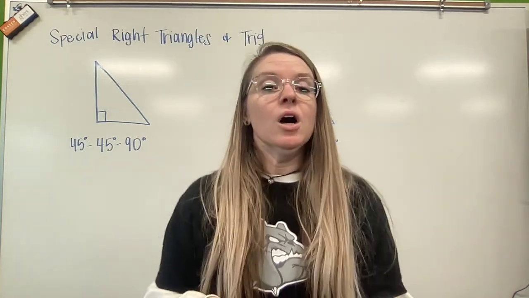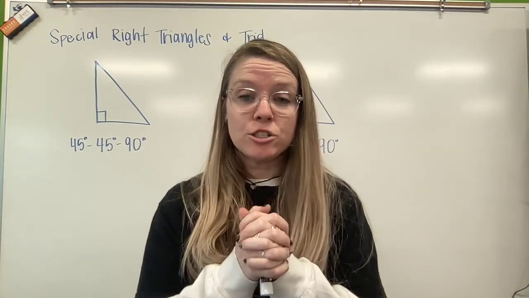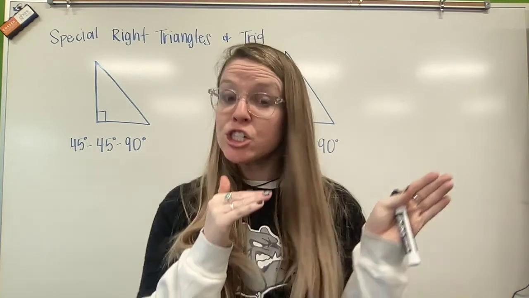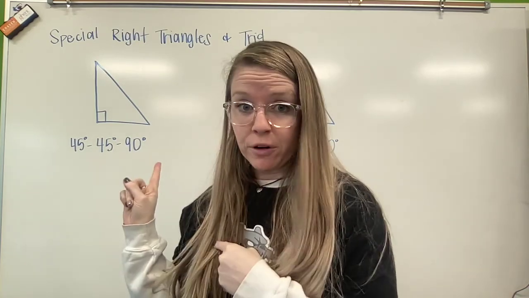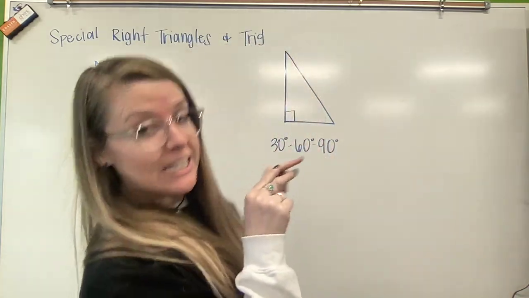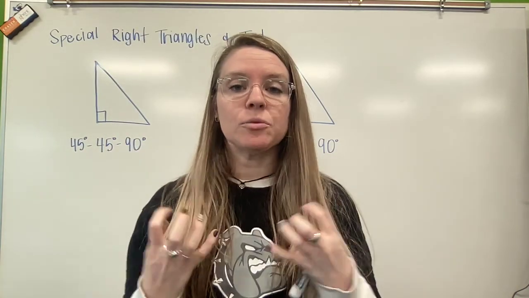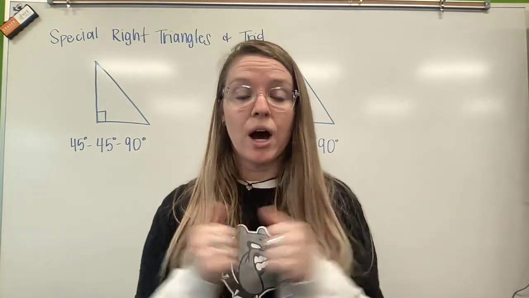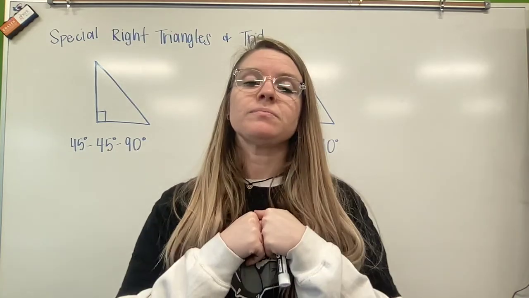All right. We've talked about our special right triangles last chapter, our 45, 45, 90, and our 30, 60, 90. And now we're going to come back and revisit them, and we're going to use them with our trig values.